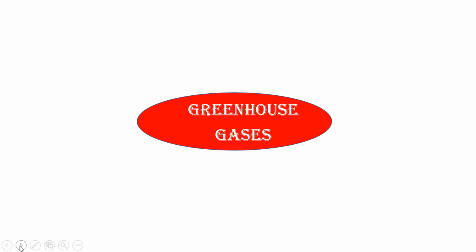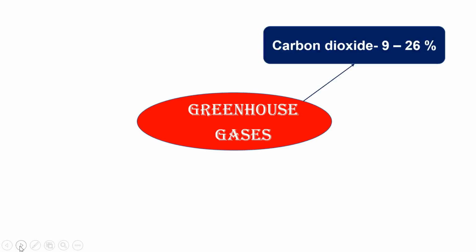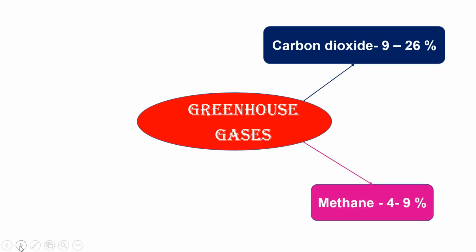Now we discuss greenhouse gases. Among the greenhouse gases, here is how much each contributes to global warming. The first greenhouse gas is carbon dioxide, at 9 to 26%. Okay, next one is methane. Methane contributes 4 to 9%.